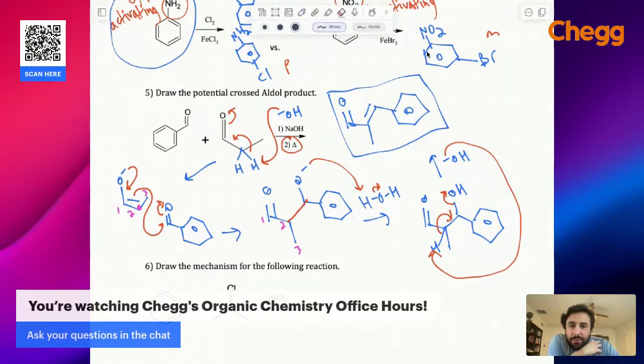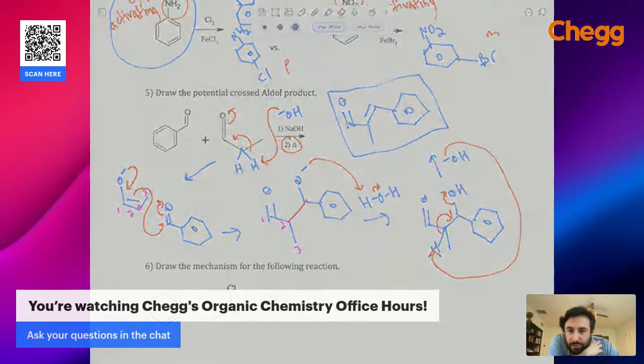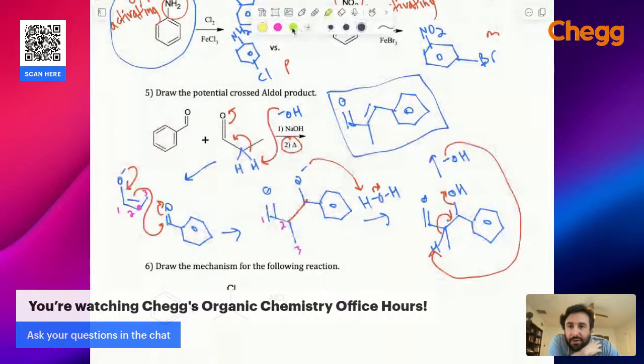Where's my highlighter? Here we go. This is the fragment. This is the fragment that came from propanol. And this is the fragment that came from benzaldehyde.